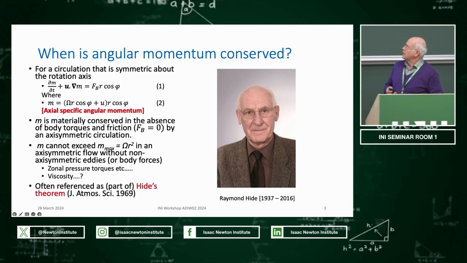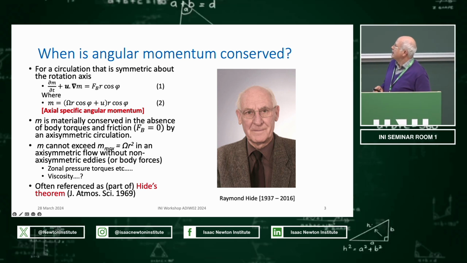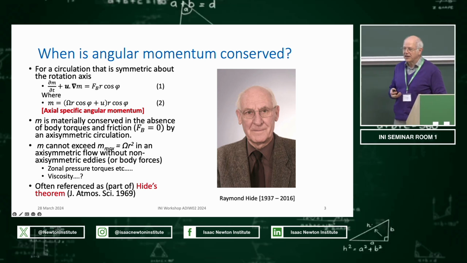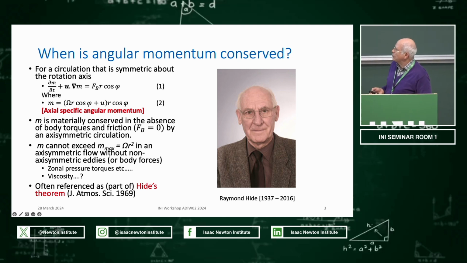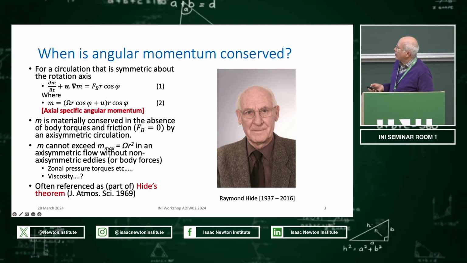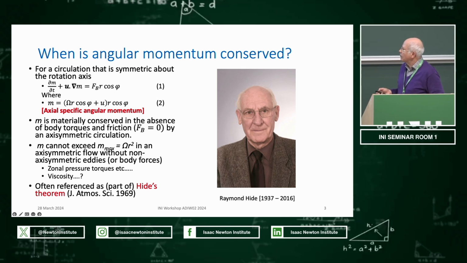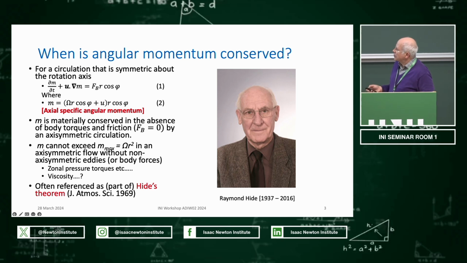So, the first question to ask, which is a fairly general question, is when is angular momentum actually conserved in a fluid? So, for a circulation that is axisymmetric or symmetric about its rotation axis, then we can define essentially the axial component of angular momentum, and it's convenient to define it with regard to the angular momentum per unit mass, the specific angular momentum, just as the background rotation component to it, and that due to the east-west component of the wind, and then we have this moment arm, where phi is defined to be latitude.